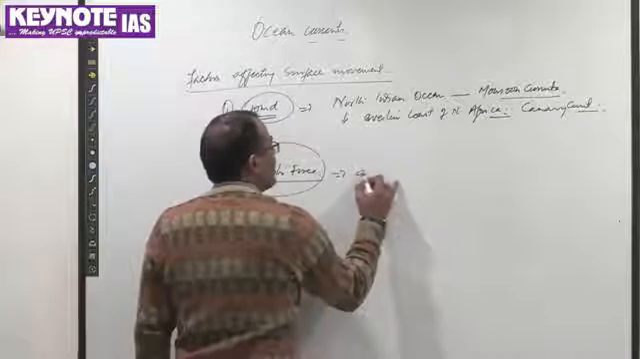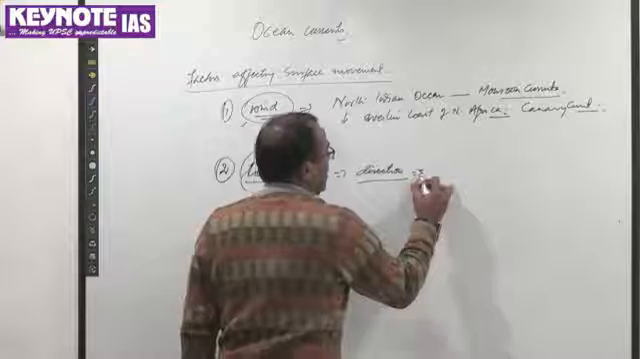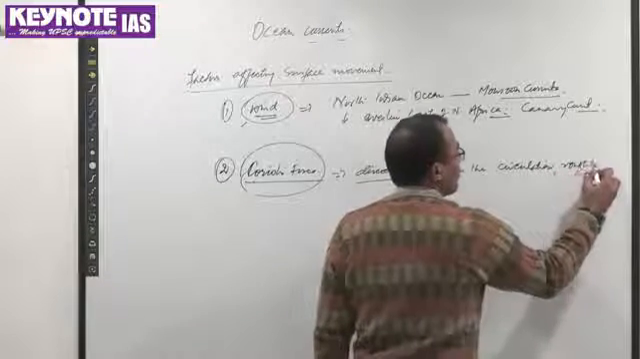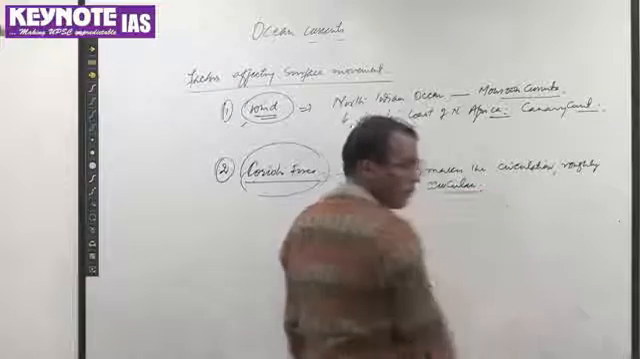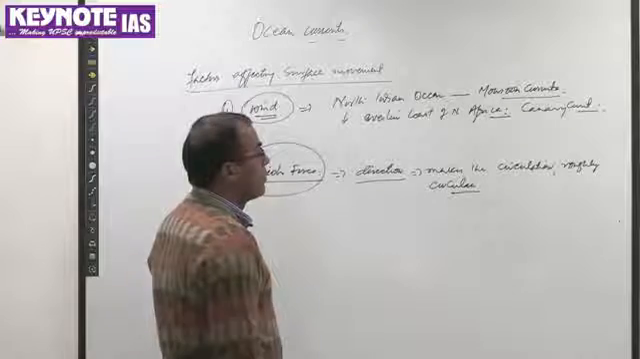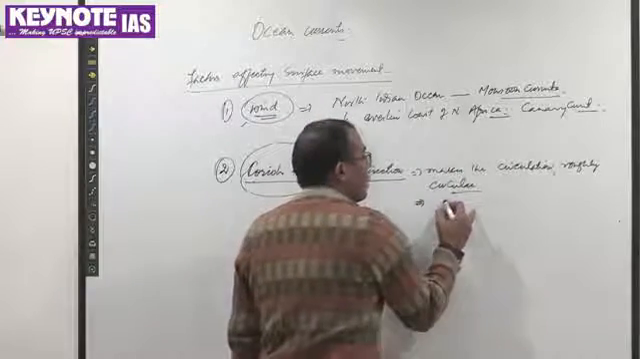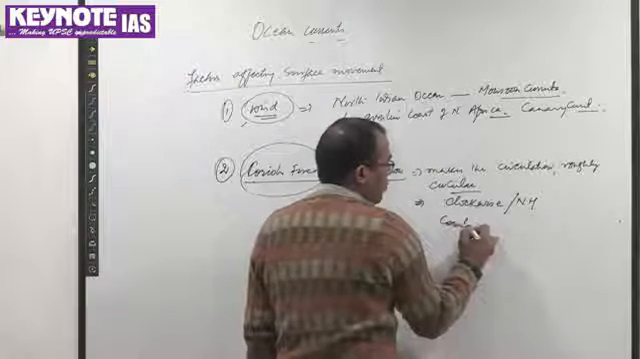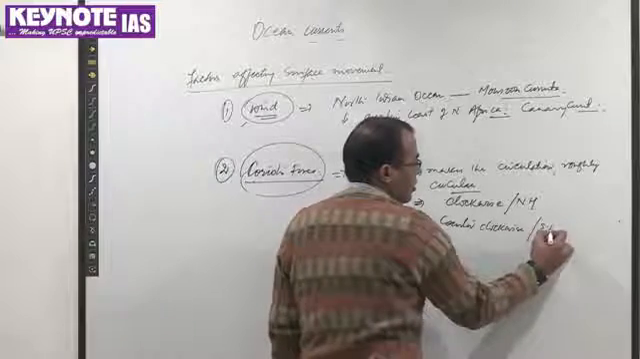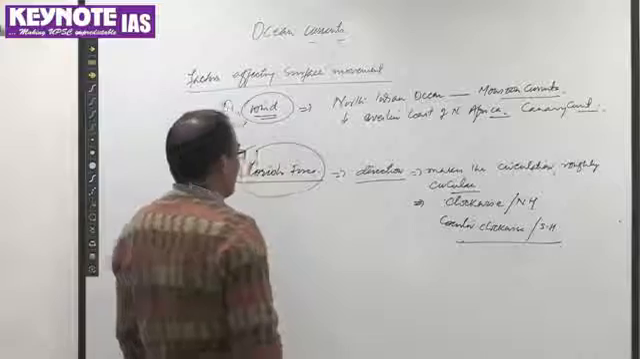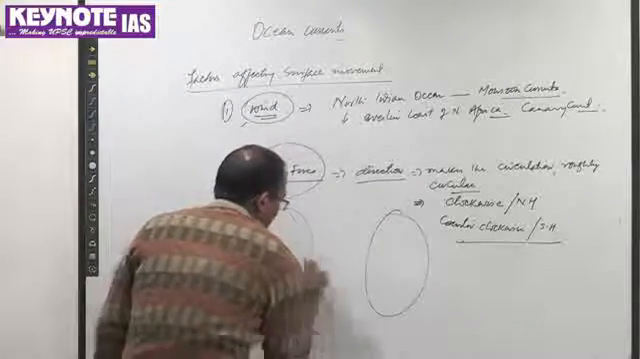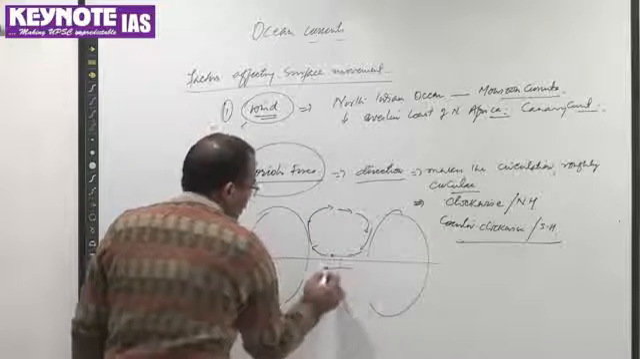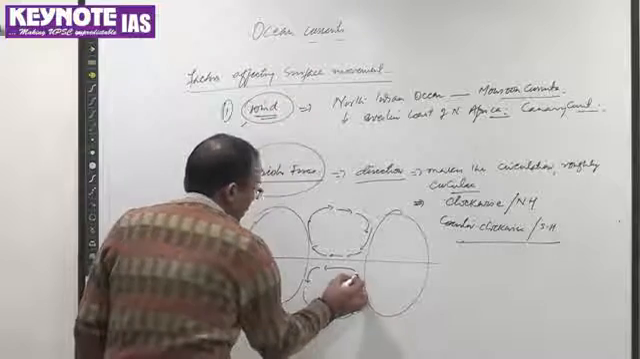Coriolis force affects the direction, makes the circulation roughly circular, right? Clockwise, northern hemisphere, counterclockwise, southern hemisphere. A hypothetical continent, take equator, the circulation will be roughly like this in the northern hemisphere, like this in the southern hemisphere.